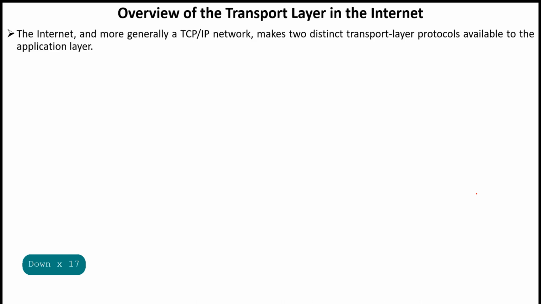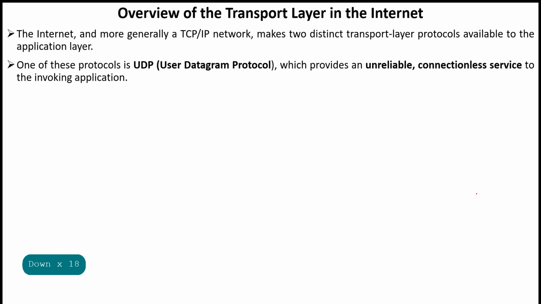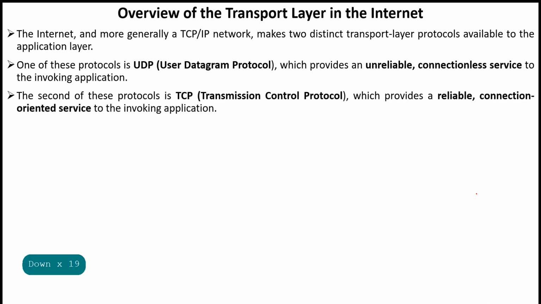Next, overview of the transport layer in the internet. The internet, and more generally a TCP/IP network, makes two distinct transport layer protocols available to the application layer. One of these protocols is UDP, that is User Datagram Protocol, which provides an unreliable connectionless service to the invoking application. The second of these protocols is TCP, that is Transmission Control Protocol, which provides a reliable connection oriented service to the invoking application.